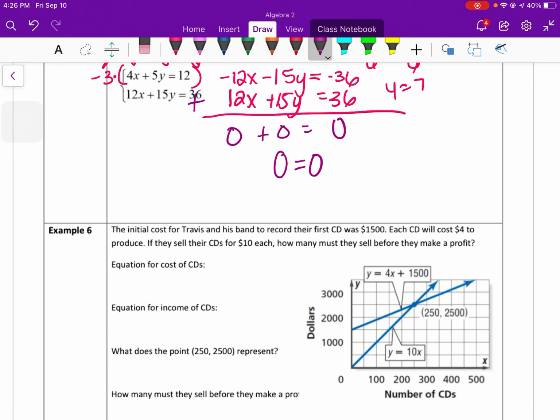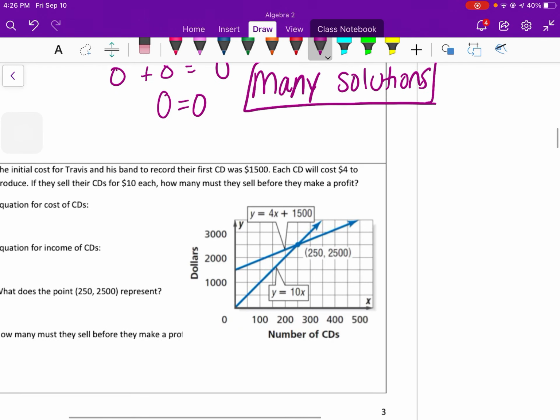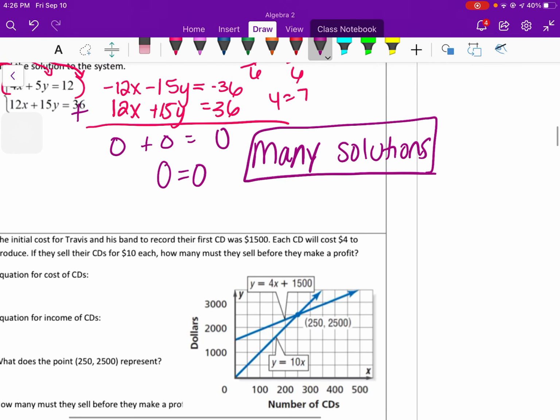If you get 0 equals 0, you could go back and look at these equations, and you might notice that they're almost the same except for a multiple of 3. So if you get 0 equals 0 algebraically, that means that these lines are the same line. They have the same slope, the same y-intercept, which means they will intersect at all points. So this is an infinitely many solutions problem. When graphing, these would be the same line. When solving, if you get 0 equals 0, it's many solutions.